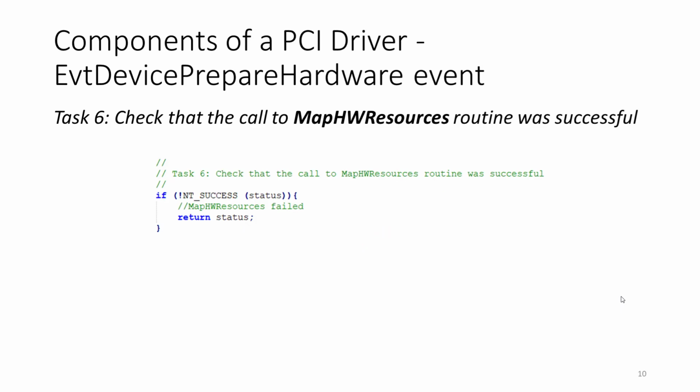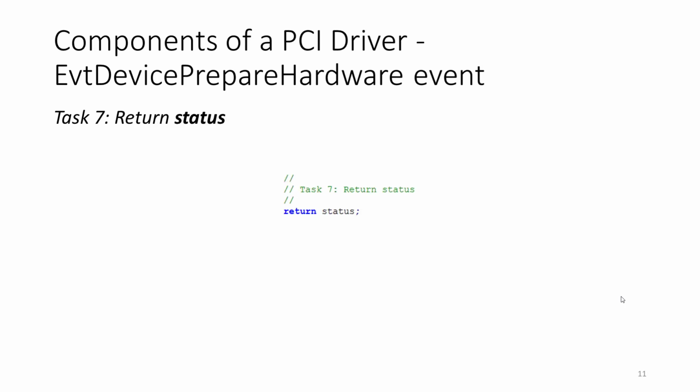Task number 6, check that the call to the MapHWResources routine was successful. In this task, we simply use the NT status macro. Task number 7, return the status. Here we return the status value.